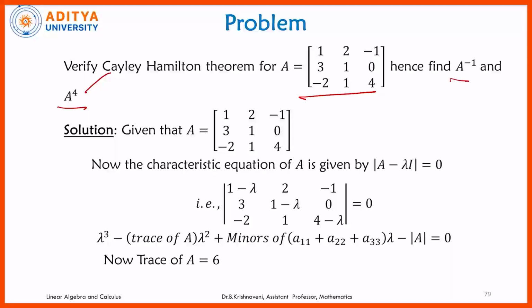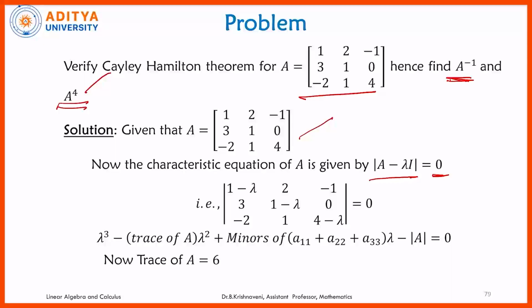In order to verify the Cayley-Hamilton theorem, first you have to find the characteristic equation of A. In that, substitute lambda equal to the given matrix A, and you have to show that the value will be equal to 0. If so, we say that the Cayley-Hamilton theorem is verified. Once it is verified, we will calculate A inverse and A power 4 using the Cayley-Hamilton theorem.